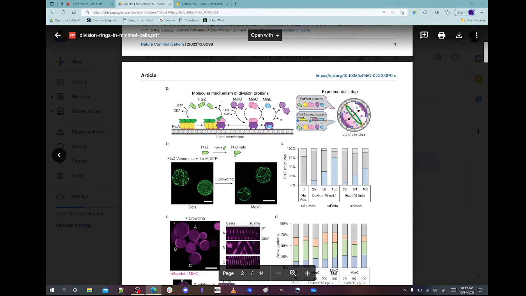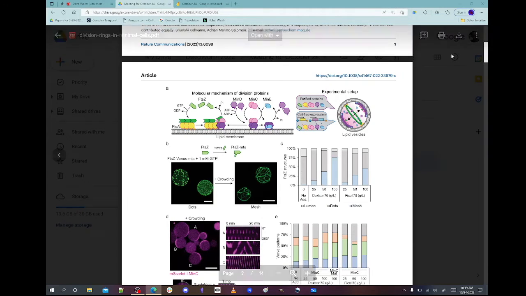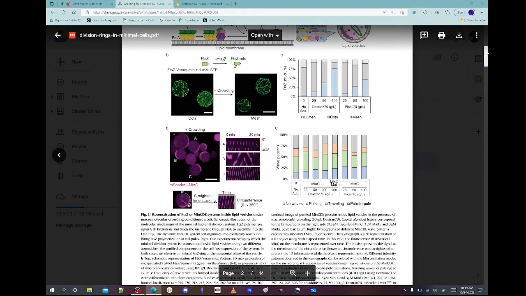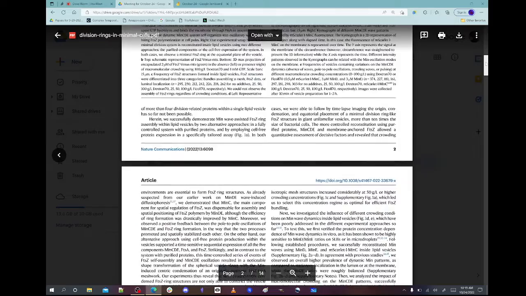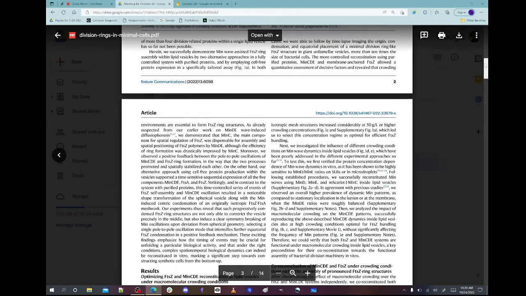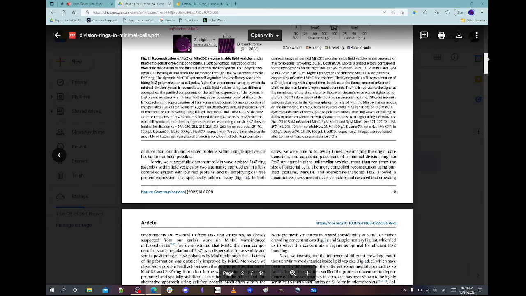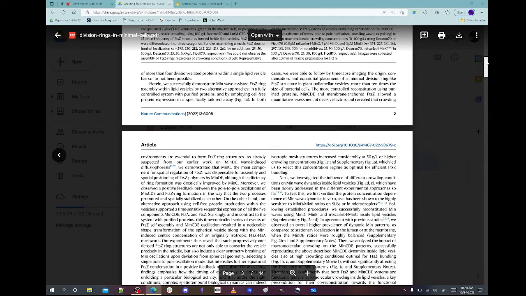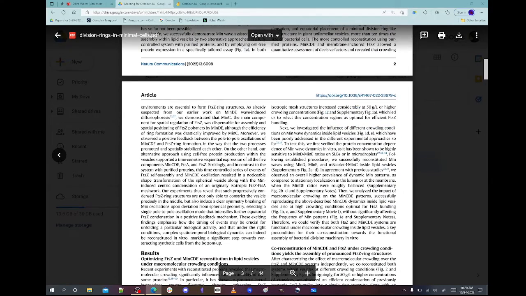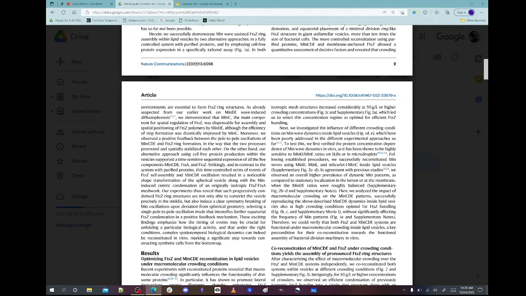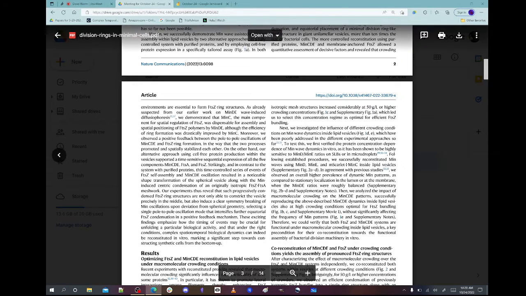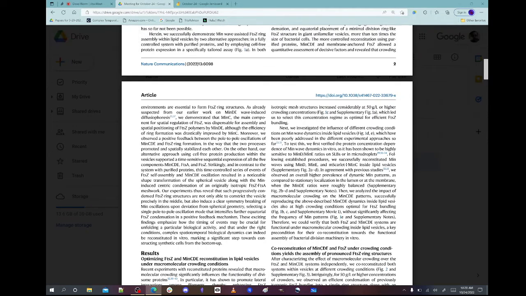So then you can see like crowding. You have a dot pattern, a mesh pattern. There are different ways to design this. I'm not an expert at synthetic biology, but I'm very much a fan of the approach. So it's something that is a very nice frontier if people are interested in getting into that. And so they look at different crowding conditions on Min wave dynamics inside lipid vesicles, which have been partly addressed in the different experimental approaches so far. So they try different things to look at that crowding effect.